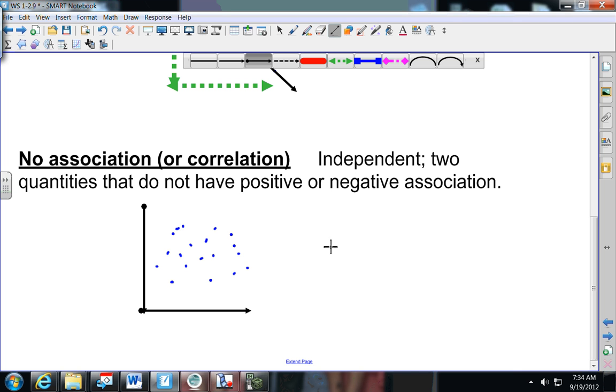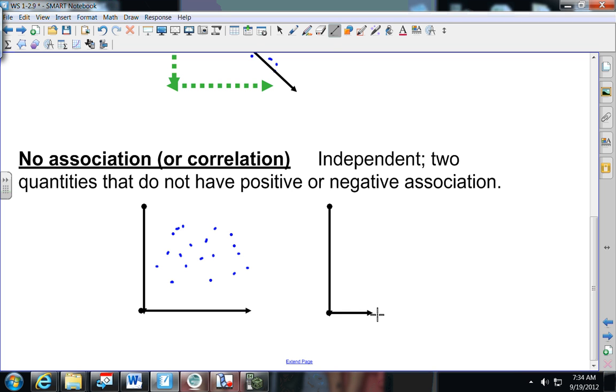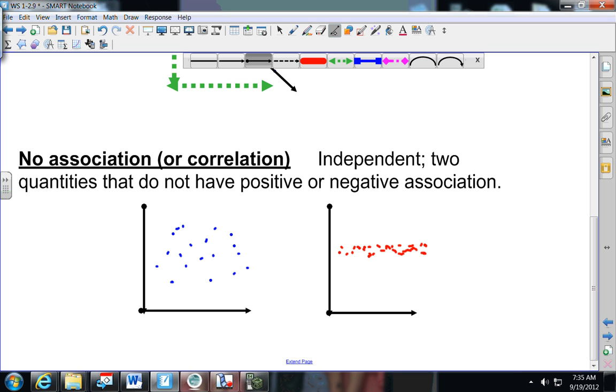Another example of a scatter plot that may have no association. What if I went across like this? If I try to draw an average, a trend line between all of that, is that line increasing or decreasing? No, it's just going straight across. There's no trend on this one. Okay, so I would get those sketched down and make sure you have those.